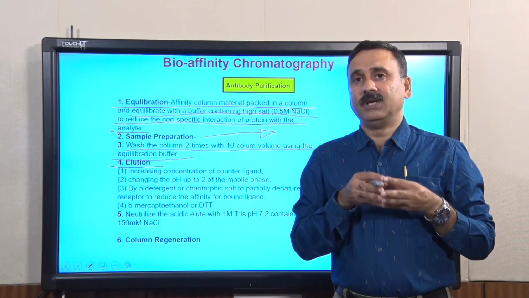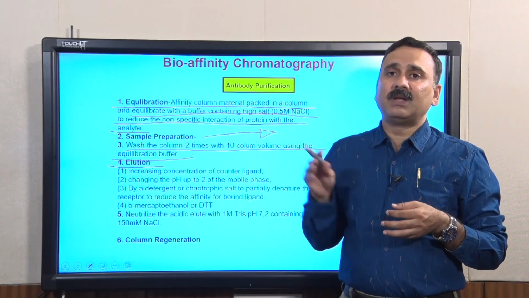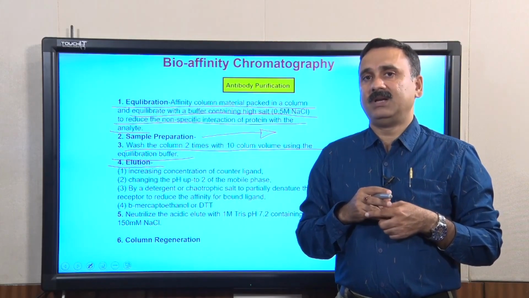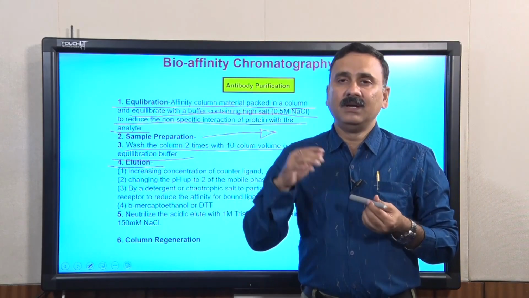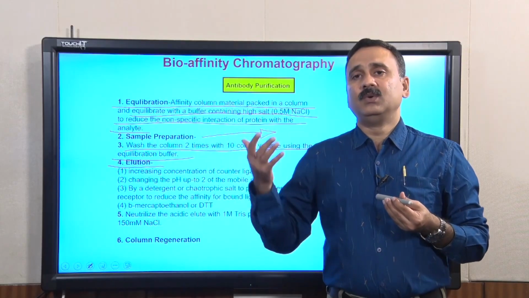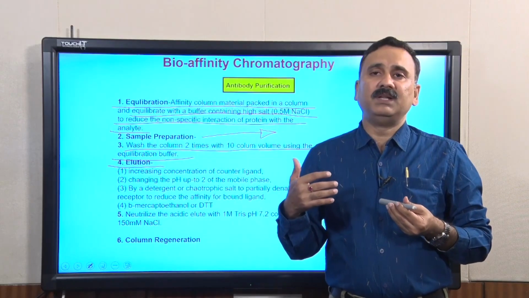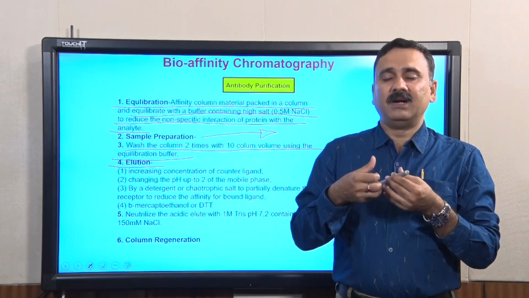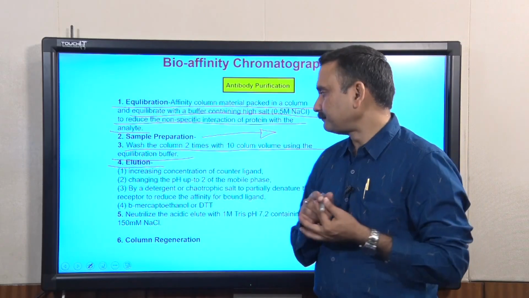Now you have to do the elution, and since we are talking about antigen and antibody interactions, we have a couple of options which we can exploit to elute the antibodies which are bound to the antigen present on the matrix.